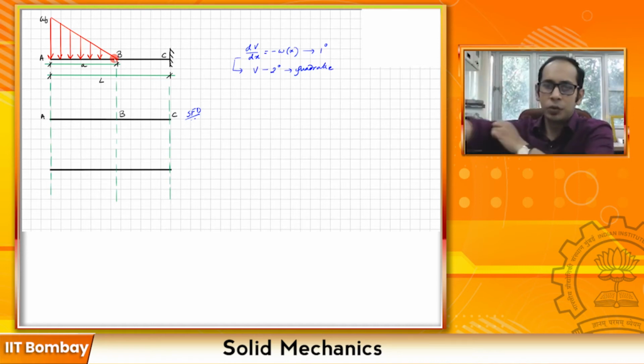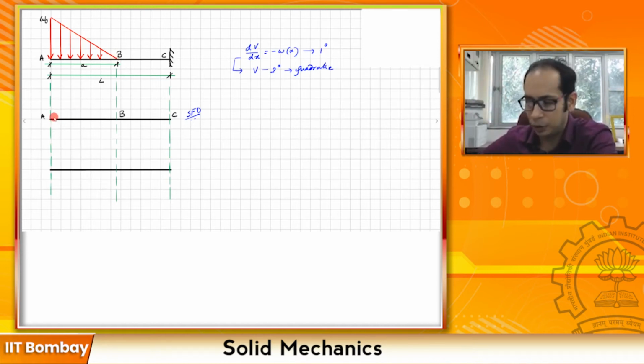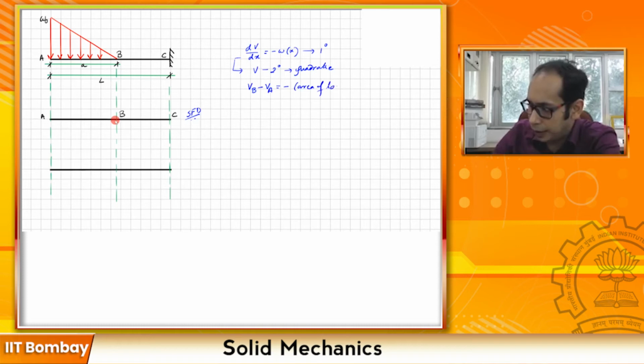Now, how is the quadratic variation going to happen? We know that it is 0 over here, and what is going to be the value of the shear at this point B? We can find that out as well. So we have VB minus VA will be the negative of the area of the loading diagram, which is, again, the relationships which we had looked at. What is the area of the loading diagram? It is half times A times W0, half times base times altitude. So minus W0 A divided by 2.